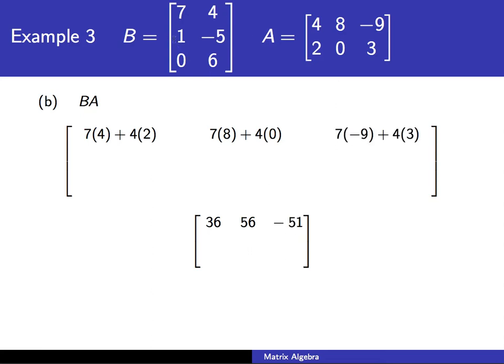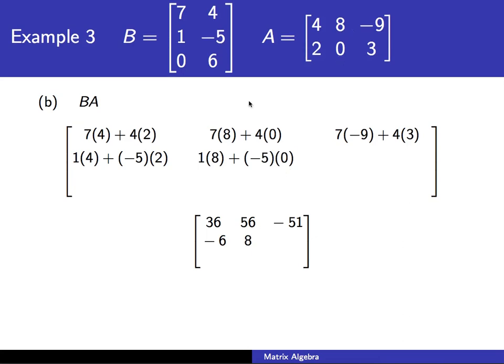Now moving on to the second row of B, and we're going to repeat the process with the 3 columns of A. So we have 1 times 4 plus -5 times 2 gives us -6. 1 times 8 plus -5 times 0 gives us 8. And then 1 times -9 plus -5 times 3 gives us -24.